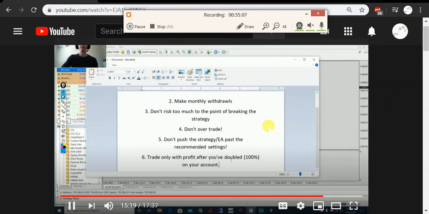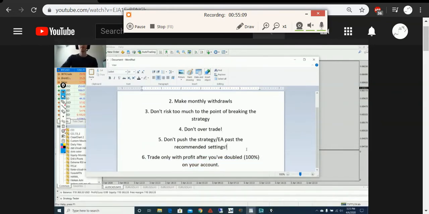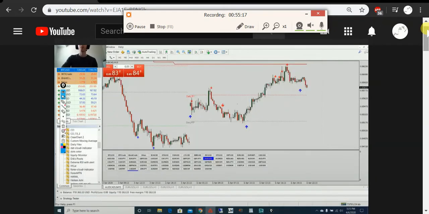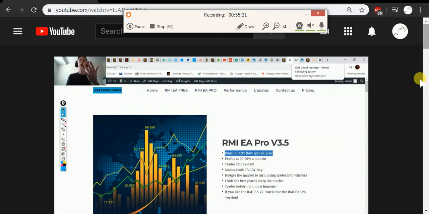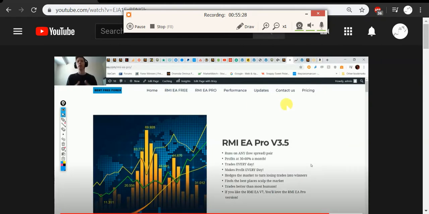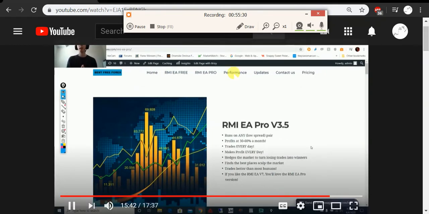Over the last part, and this is number 6: trade only with profit after you've doubled your account by 100%. So that means that if you have a deposit, let's say, for example, let's use my expert advisor for an example. So let's say that you purchase the Rmi Ea Pro and you have a $500 account or a $1,000 account. You grow that $1,000 account to $2,000.